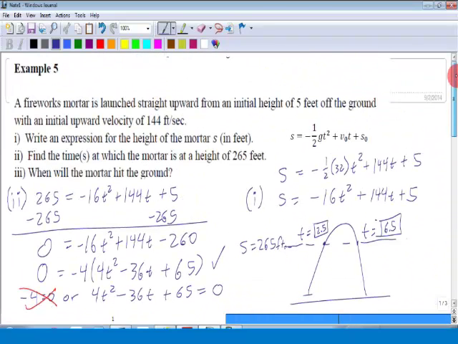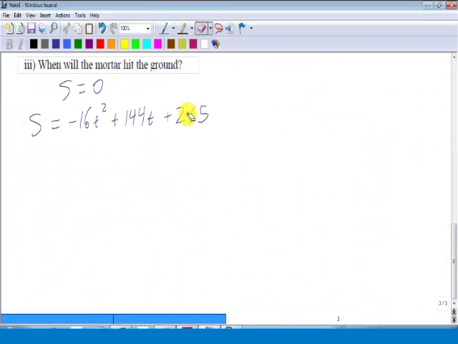265. Did I mess that up? You're wondering. No, 265 feet. What's the initial velocity? The initial height is 5. Yes, I did mess it up pretty badly. Sorry about that. The initial height is 5 feet.